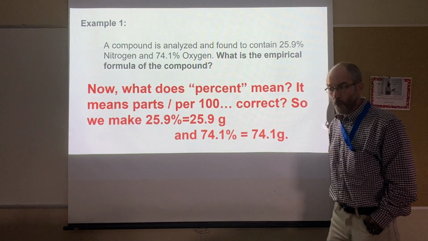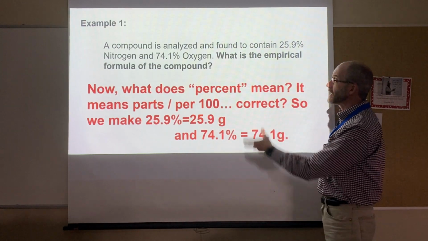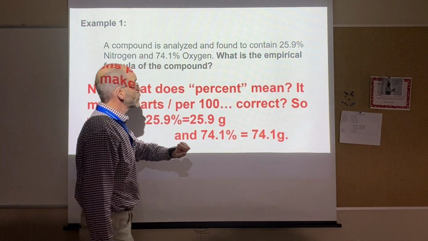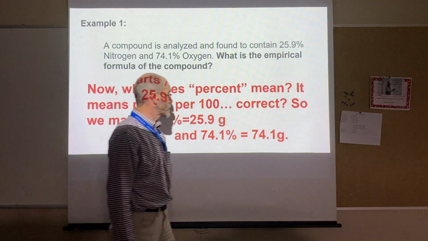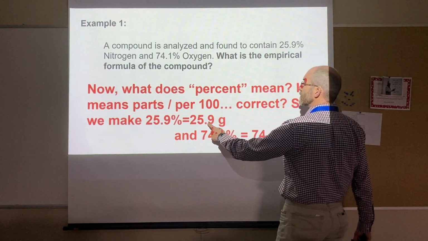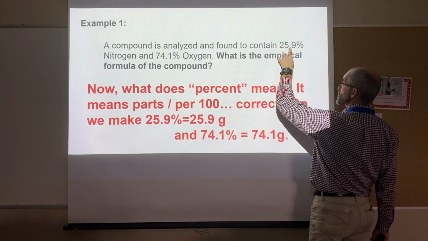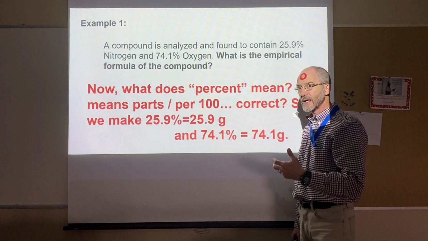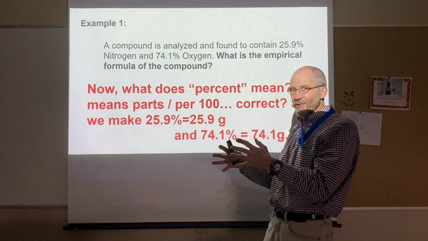Well, okay, what is 100%? 100% is the whole. So in these particular problems, here's what we're going to do. We're going to assume that if we have 25.9% and 74.1%, then we're going to give the value of 25.9 grams to nitrogen. In other words, we're just going to turn that from 25.9% to 25.9 grams. Well, how can we do that? Well, because we're taking the parts of the whole, and the whole equals 100, correct?